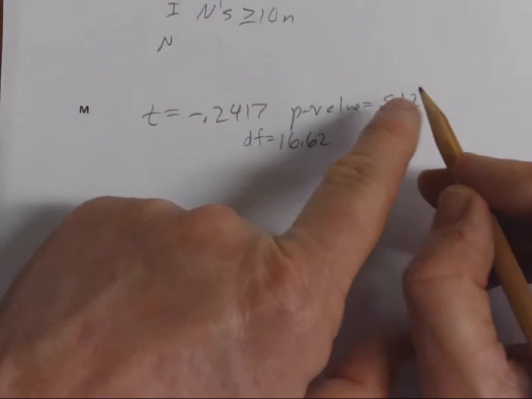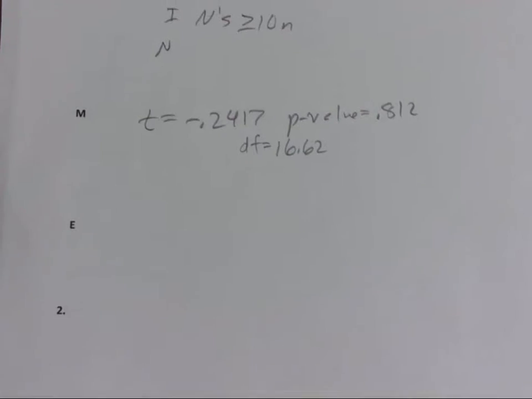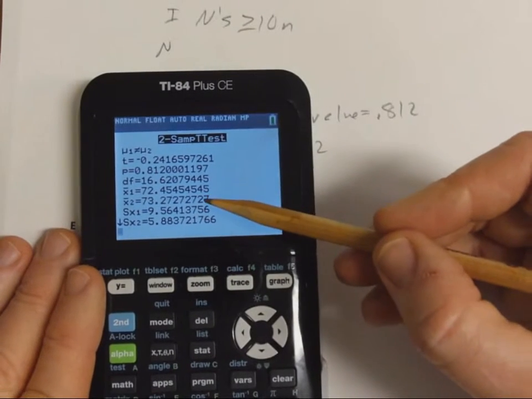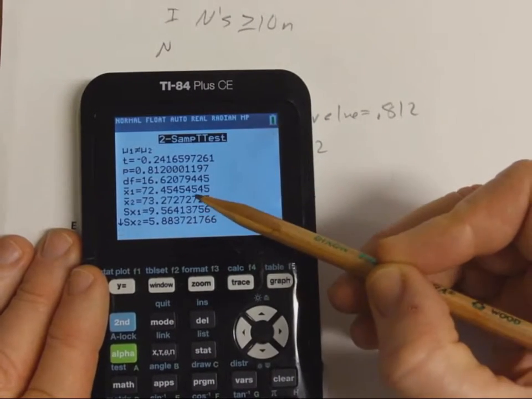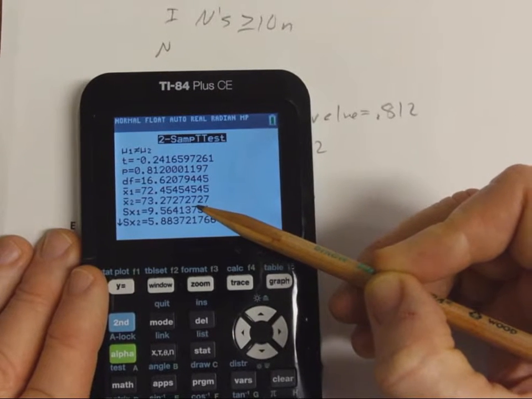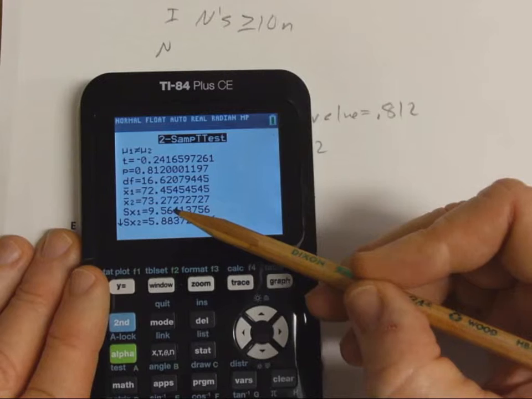So this is a huge p-value. Notice it calculated the sample values for you. The first one I entered was Central. So Central's mean was 72.45. And then West's mean was 73.3.